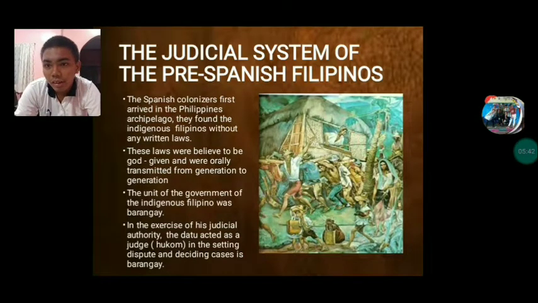It exercised judicial authority through the dato, who acted as the judge in settling disputes and deciding the cases of the barangay. So before, the head of the barangay was a dato, a judge or the hukom settling the dispute cases of the barangay. So now, the chairman or the kapitan is the one who acts as judge.